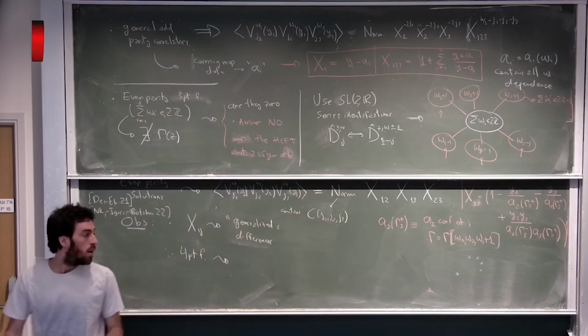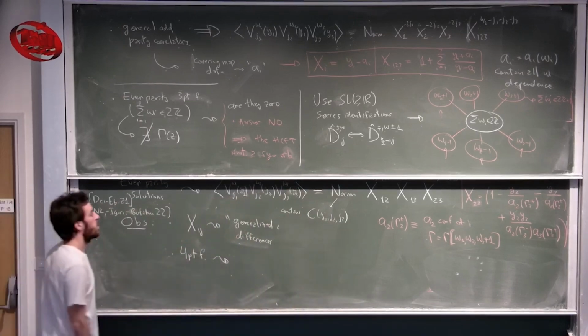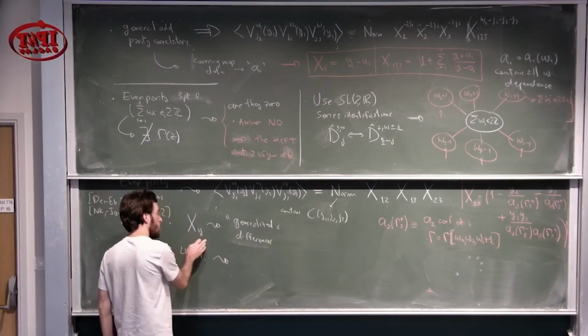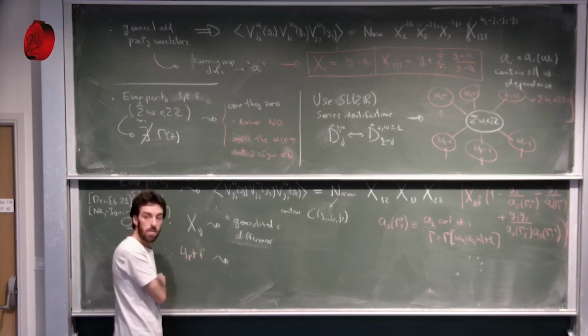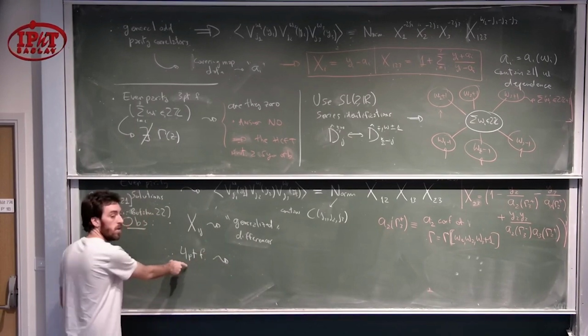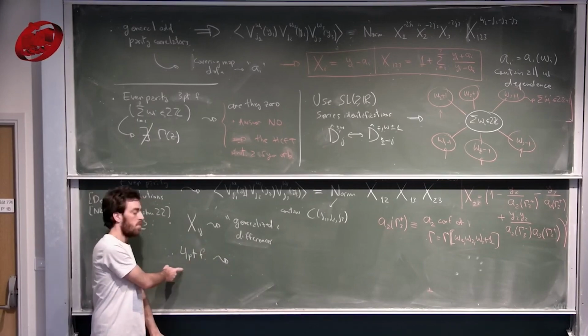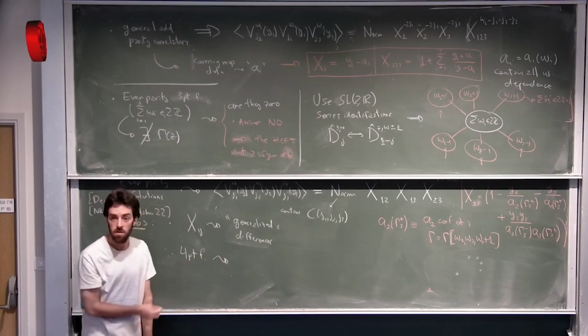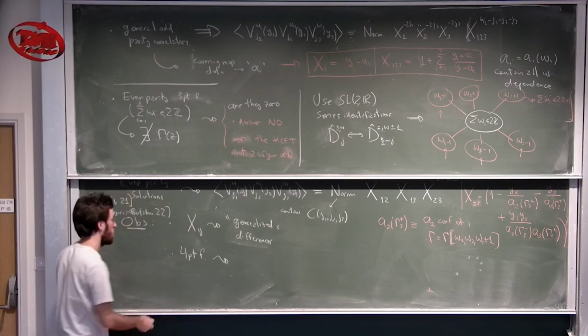The second comment is that this structure of these objects behaving like generalized differences is actually more general than just for 3-point functions. But for 4-point functions, the solution that I'm going to write here is actually a conjecture. It's also a conjecture by Dei and Eberhardt, and it has not been proven yet.